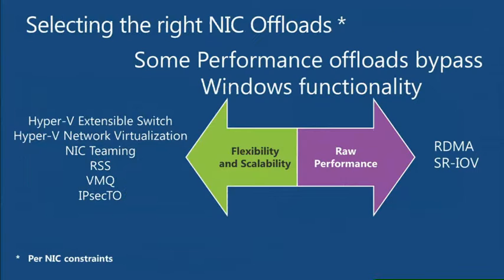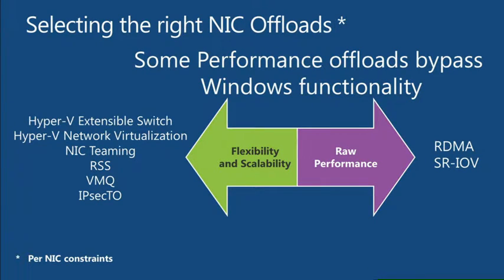Which brings us to this basic trade-off between flexibility and raw performance, especially when you talk about NIC offloads. You need to be aware of the implication of the design choice that you've made. If you want maximum flexibility and you want to use the extensible switch with actual extensions and network virtualization and teaming and all of that stuff, then there are two offloads that you need to be careful about, and those are RDMA and SRIOV, because both of them have this nature of bypassing the stack in order to get better performance. RDMA on the file access side, SRIOV on the VM side. So be careful about that.